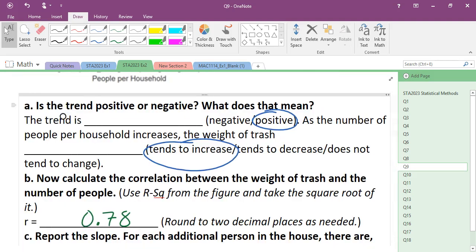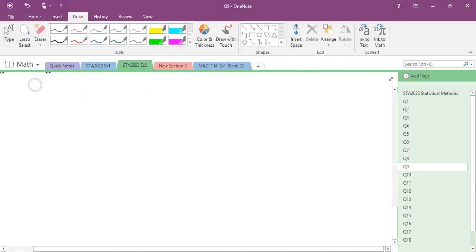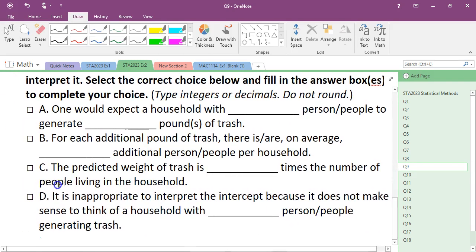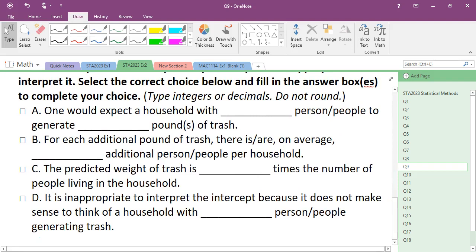Does that make any sense? No, right? So who should we pick then up here? Definitely D, because it's inappropriate to think about this, right? That doesn't make any sense. How could I have 8.207 pounds of trash with how many people? 0. That doesn't make any sense. Okay?